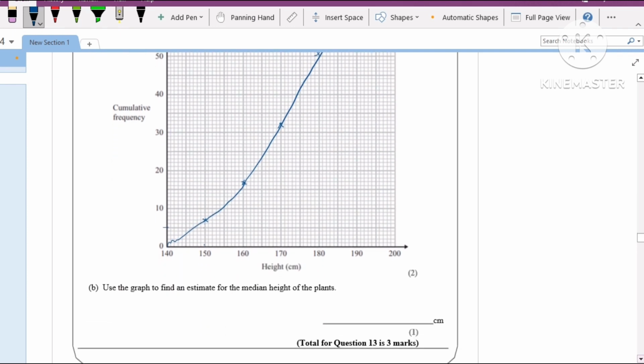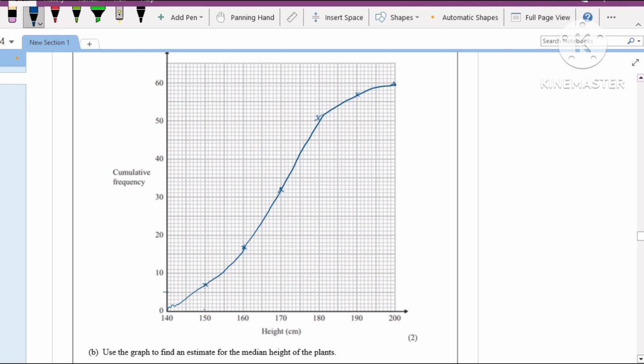Use the graph to find an estimate for the median. Median is basically the middle value. So the total frequency here is 60. For the median, you will take 1/2 times the total frequency. For the upper quartile, you will take 3/4 of the total frequency. For the lower quartile, you will take 1/4 of the total frequency.